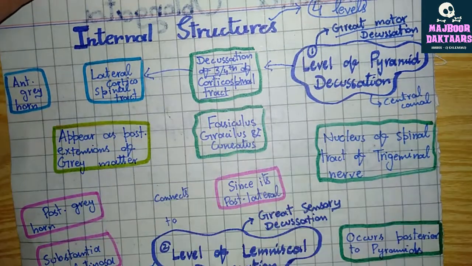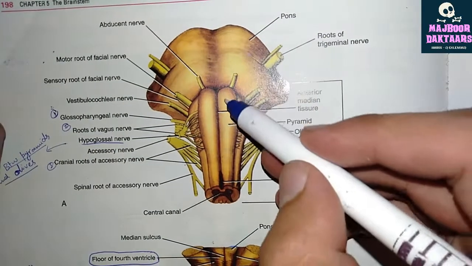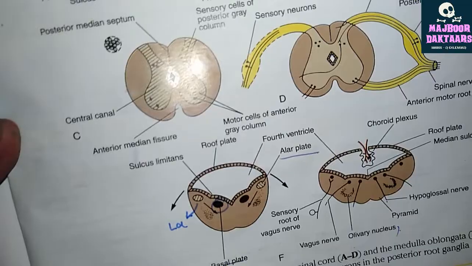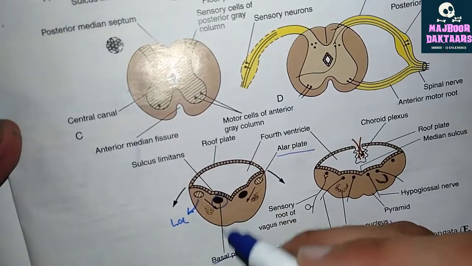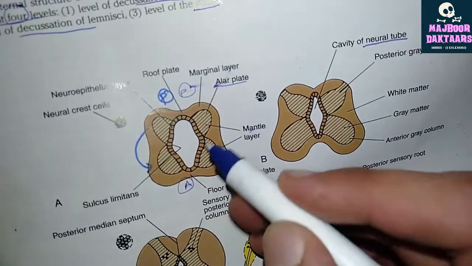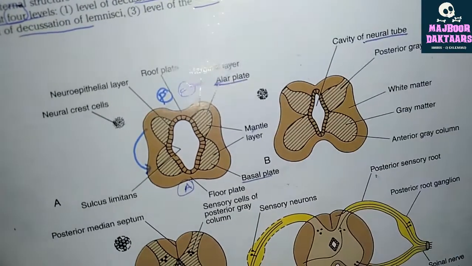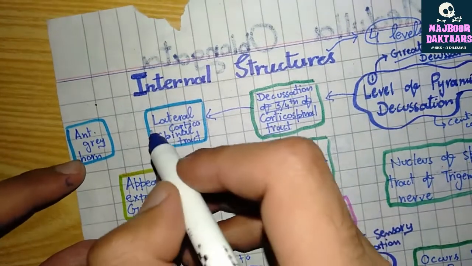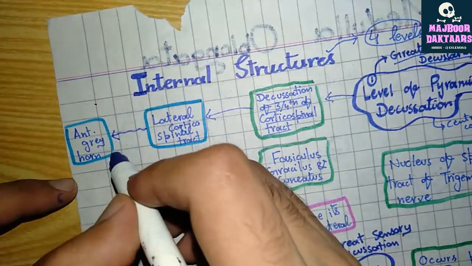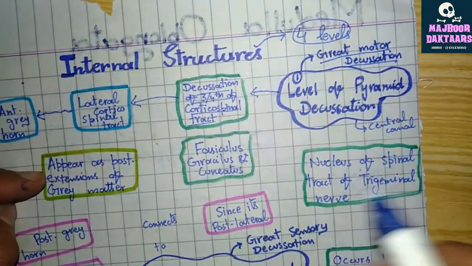Now, if we recall, the corticospinal tract is present in the pyramid, which is a medial structure, and the medial structures are formed from the basal plate of the medulla, which gives rise to anterior grey horn in case of spinal cord. So the lateral corticospinal tract will be connected to the anterior grey horn embryologically.